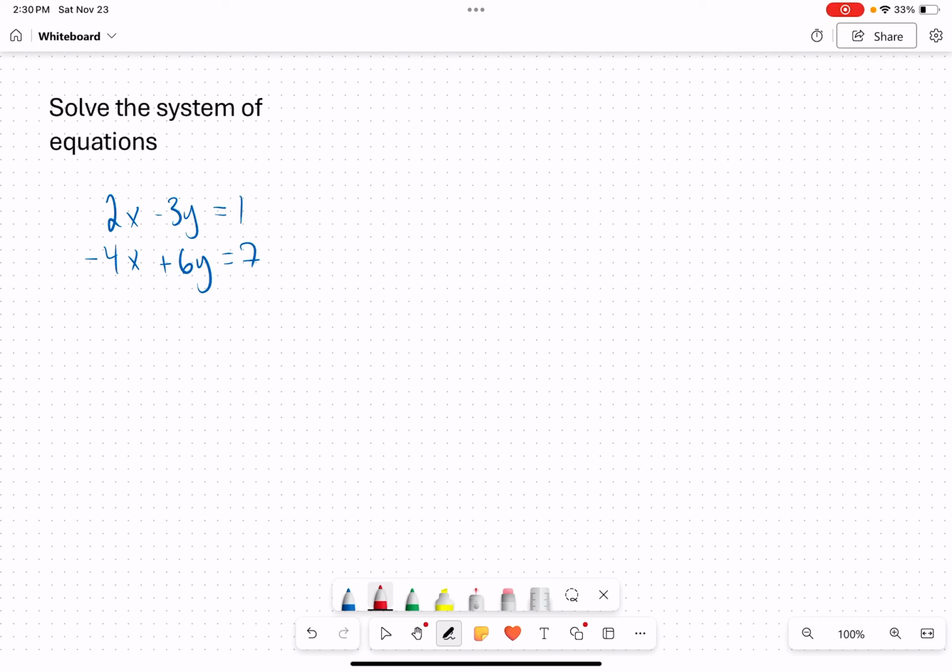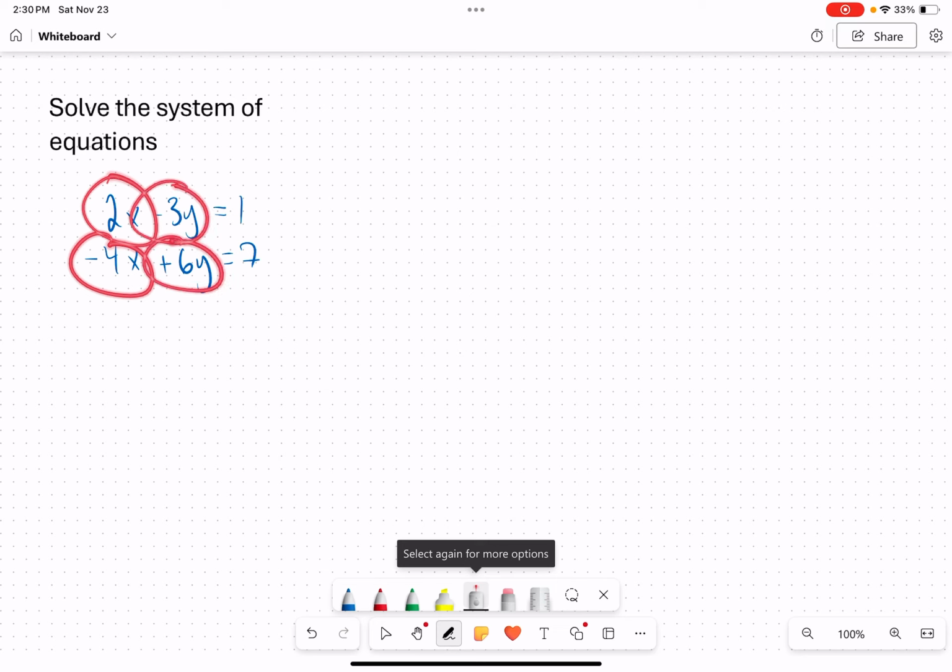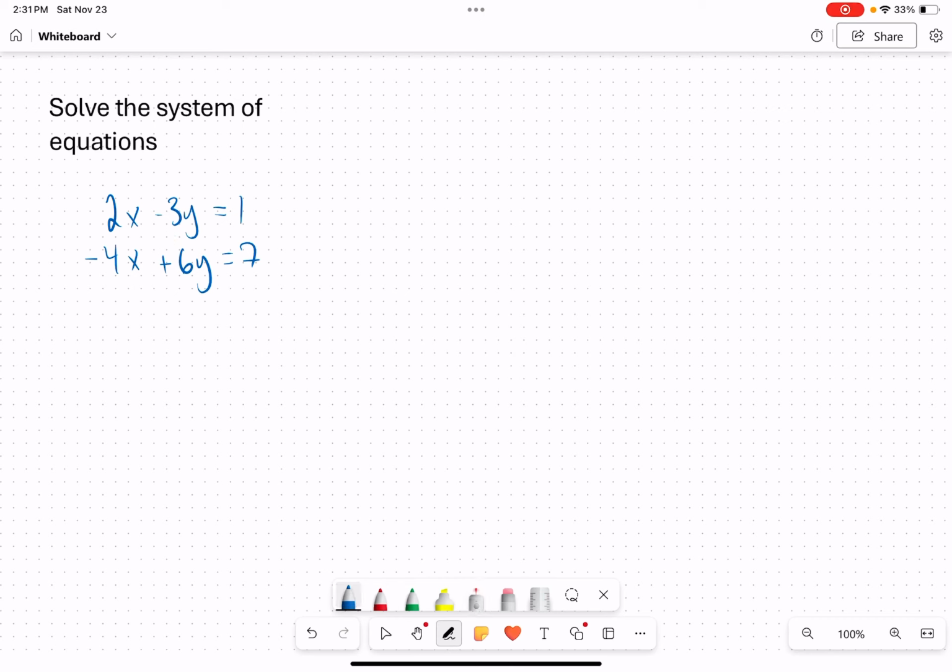Well, I do have different signs for both of them. Here I have a positive, here I have a negative, here I have a negative, and here I have a positive. So that's good. They have different signs. But do they have the same coefficient? Well, they don't. So I'm going to need to look for what that coefficient is.